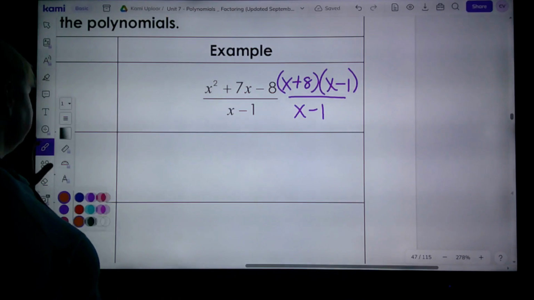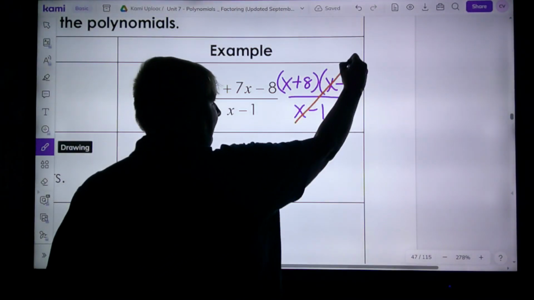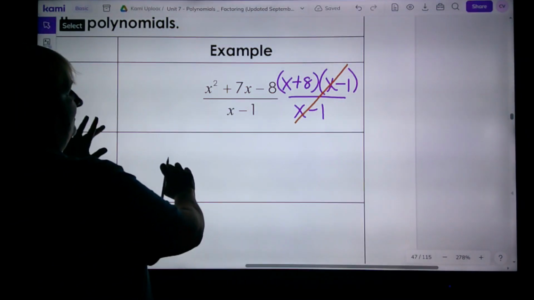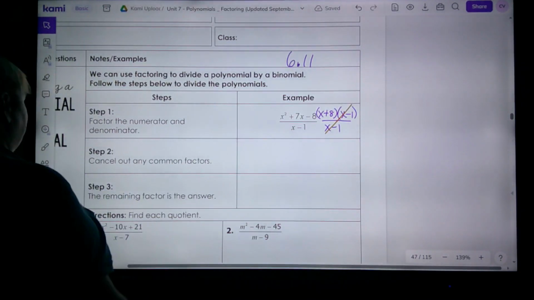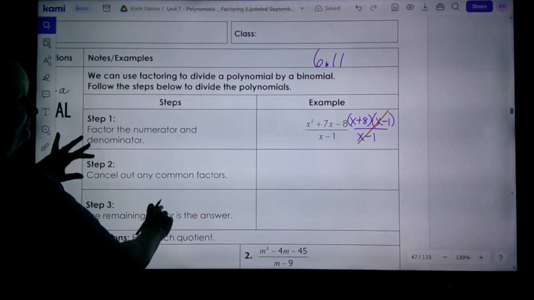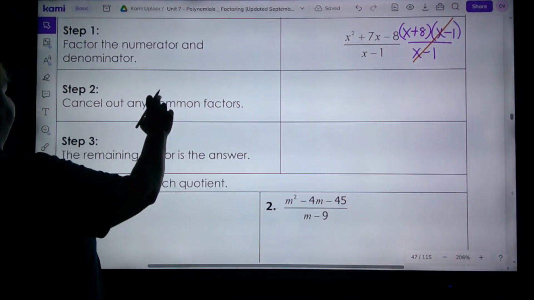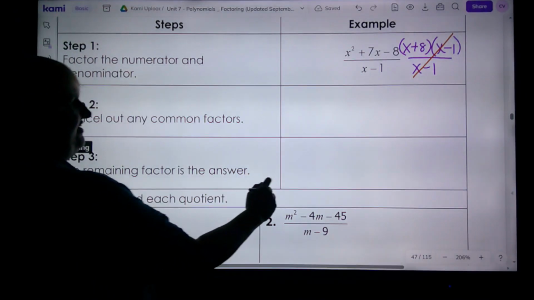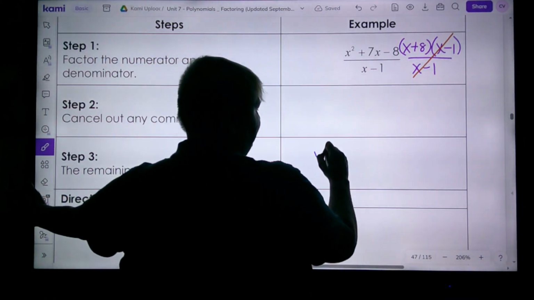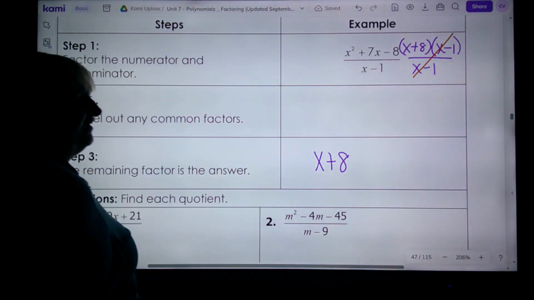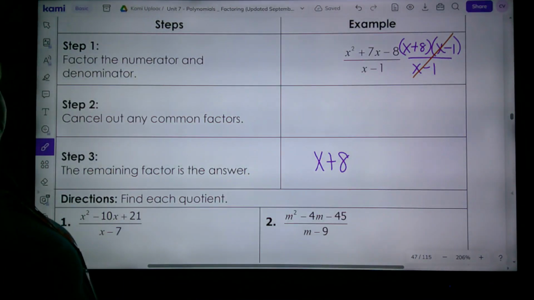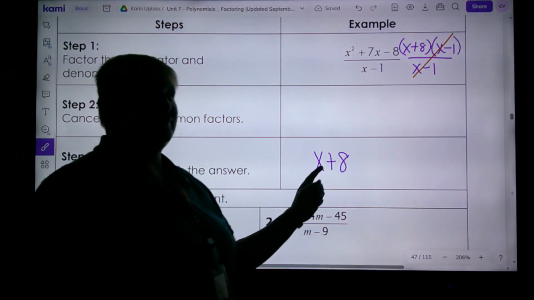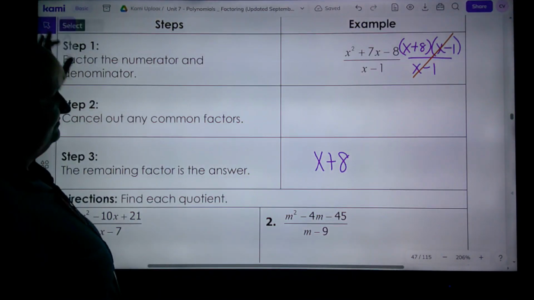And now, cancel the common factor. Done. The remaining factor is the answer. All that's left is x plus 8. Done. That's it. So you're going to factor, you're going to cancel the common factor, and you're going to write what's left. That's it.